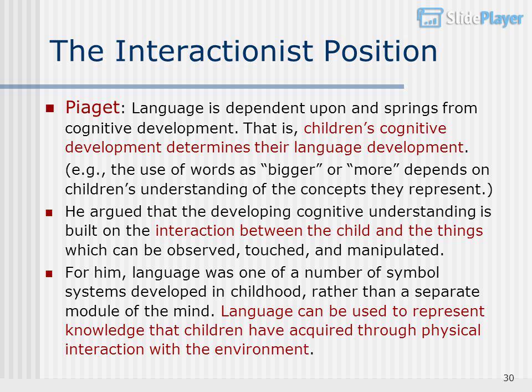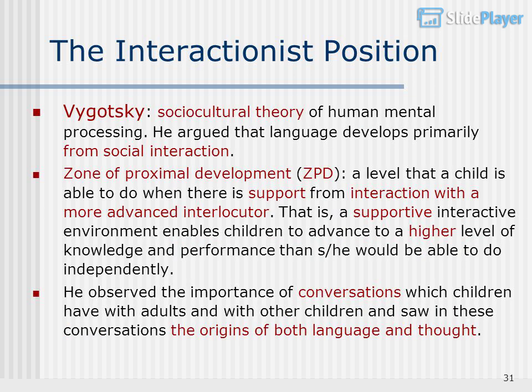Piaget: language is dependent upon and springs from cognitive development. That is, children's cognitive development determines their language development. For example, the use of words as bigger or more depends on children's understanding of the concepts they represent. He argued that the developing cognitive understanding is built on the interaction between the child and the things which can be observed, touched, and manipulated. For him, language was one of a number of simple systems developed in childhood, rather than a separate module of the mind. Language can be used to represent knowledge that children have acquired through physical interaction with the environment. The interactionist position.